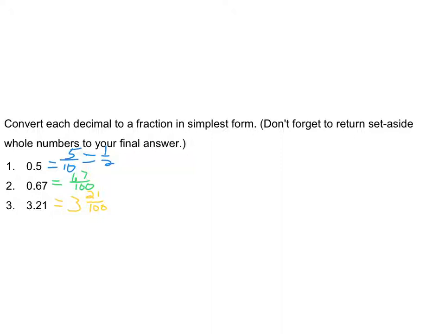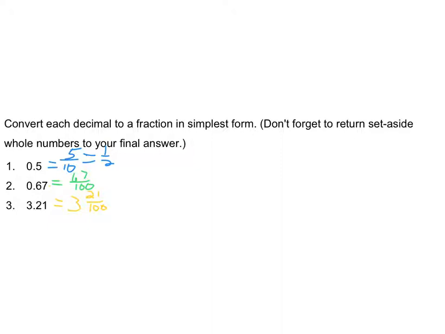The second one, 0.67. I put 67 on top because that's all the numbers to the right of the decimal point. On the bottom I put a 1 and then a 0 for every number to the right of the decimal. So I got a 0 for the 6 and a 0 for the 7, giving me 100 on the bottom. 67/100 cannot be simplified because I can't take anything out of both numbers.